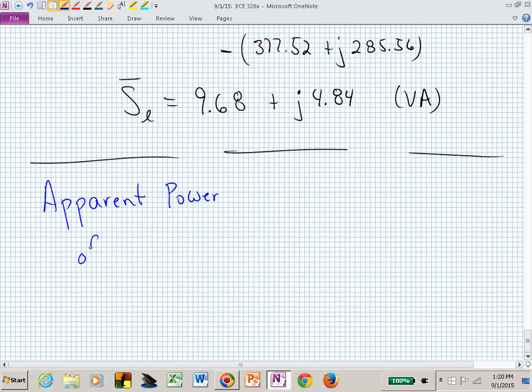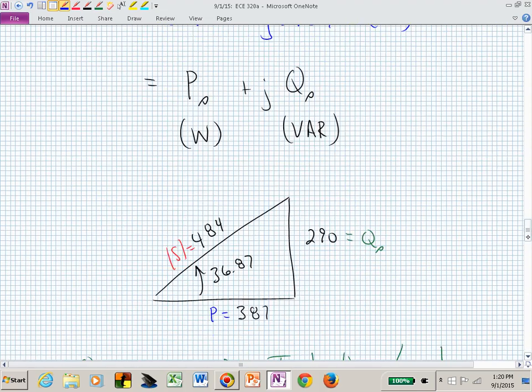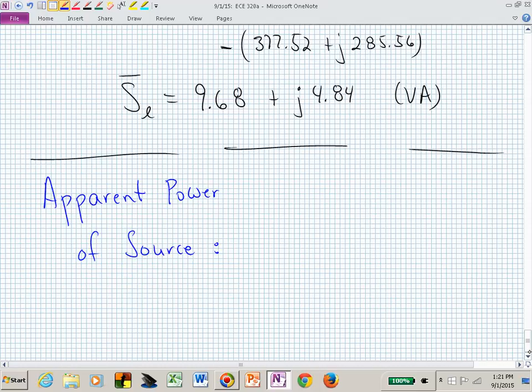What's the apparent power of the source? It's somewhere in all of our calculations. You don't remember? 484, wasn't it? It was the length of the hypotenuse of the complex power triangle associated with the source. That's the apparent power. We could find that many different ways. We could just go back and look at the triangle.